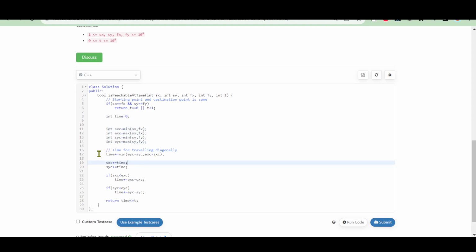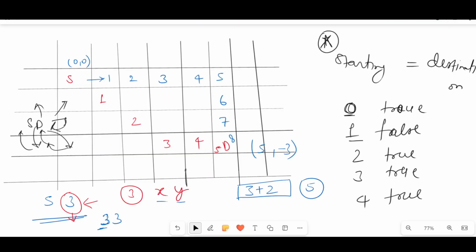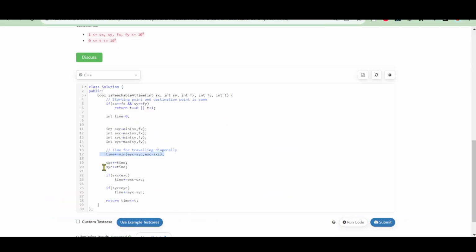Now here I have calculated the time for traveling diagonally. I have to travel diagonally as much as possible, and I have already explained how I am doing this. I am just calculating the minimum of the differences of the x coordinates of starting and ending and the y coordinates of starting and ending. After that I have traveled diagonally, so I add how much I have traveled diagonally to the x and y coordinates, and I add to the time the number of cells that are remaining.